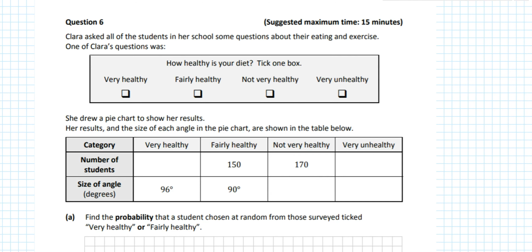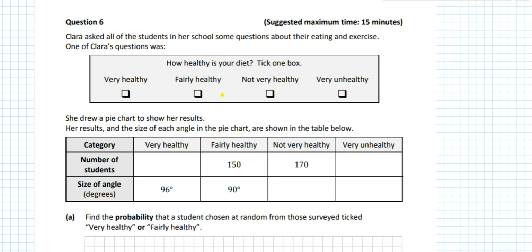So in this video, I'm looking at the SEC 2017 Junior Cert Higher Level Maths, Paper 2, Question 6. Clara asks all the students in her school some questions about their eating and exercise. One of Clara's questions was as follows.